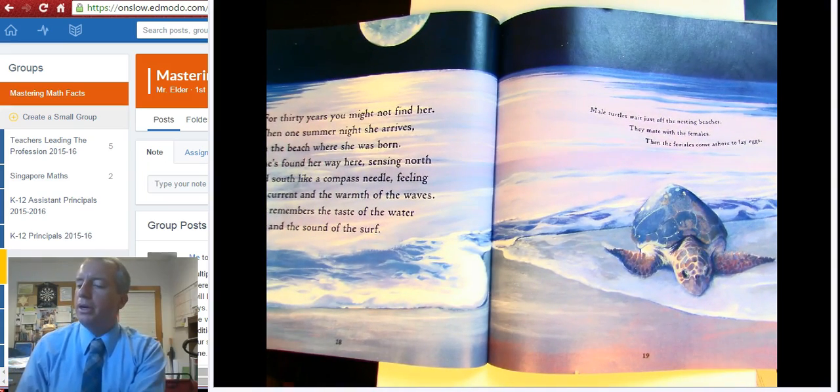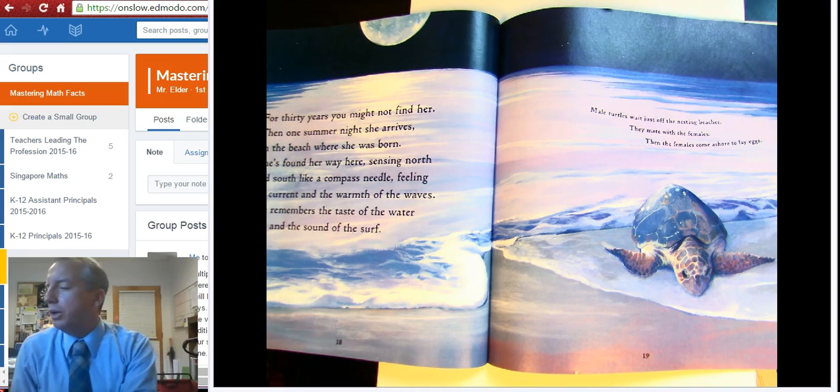For 30 years you might not find her, and then one summer night she arrives on the beach where she was born. She's found her way back here, sensing north and south like a compass needle, feeling the current and the warmth of the waves. She remembers the taste of the water here and the sound of the surf.